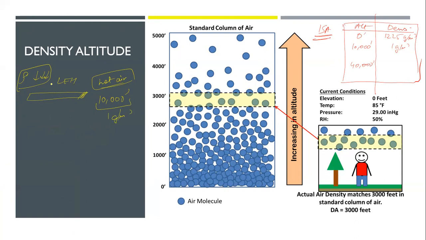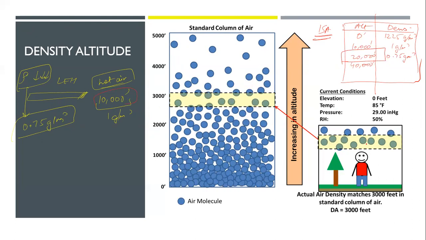But today the density is less. So let's say the density dropped to 0.7 kilogram per meter cube. We will check today's density in our table. In our table, we see that at 20,000 feet, it is given as 0.75 kilogram per meter cube. And we will say that for today, the density altitude is 20,000 feet. The altitude is 10,000 feet, but the density altitude is 20,000 feet. So density altitude is the altitude which corresponds to the density of that place in your ISA table.